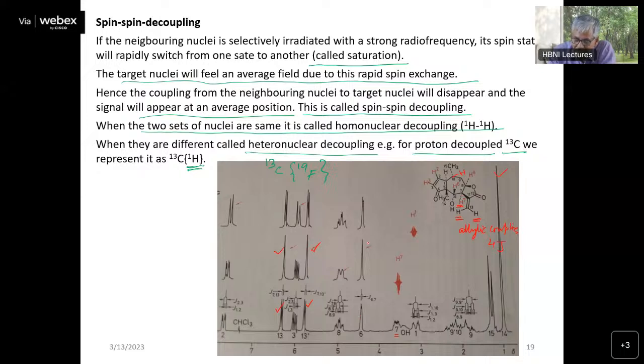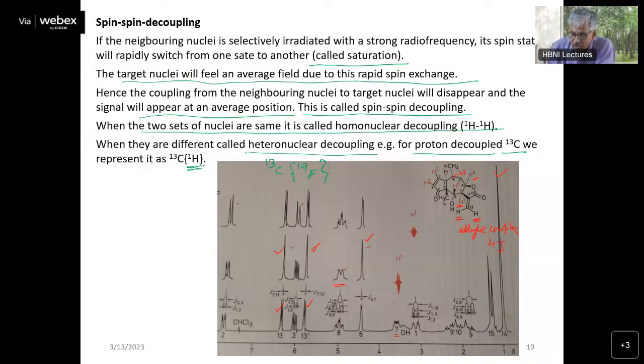So this H6, you see, was a weak doublet, the coupling constant was large, and now that also becomes a singlet. Okay, and this H7 is connected to H8, and you see now that the coupling due to that has gone. Okay, so it has simplified, but the H8 is coupled to some other protons. Okay, so those couplings will still be there. It is only that proton which you are irradiating, that coupling will vanish.